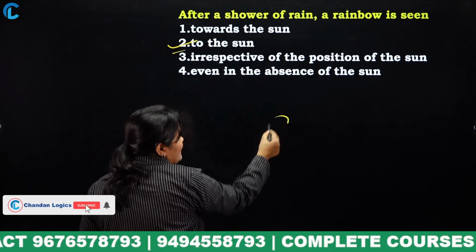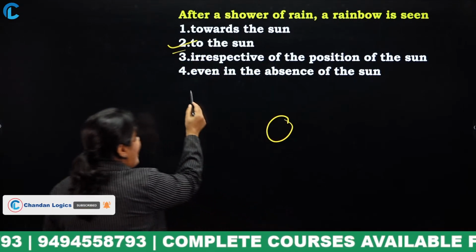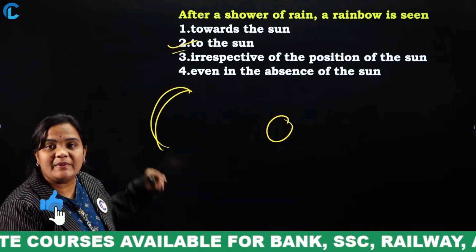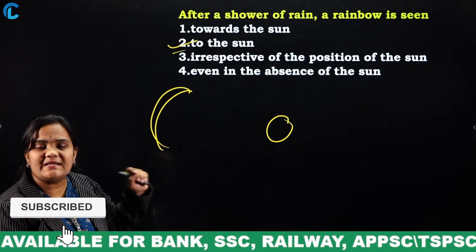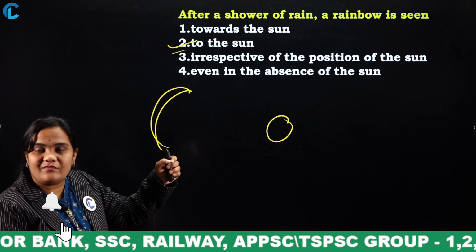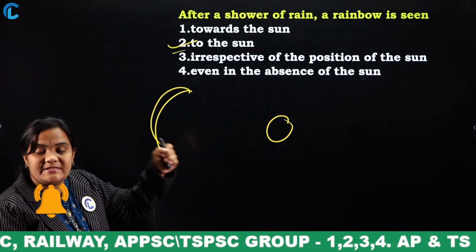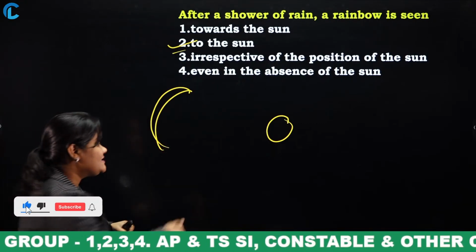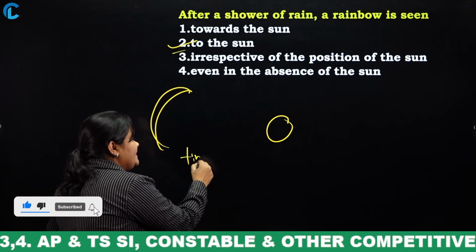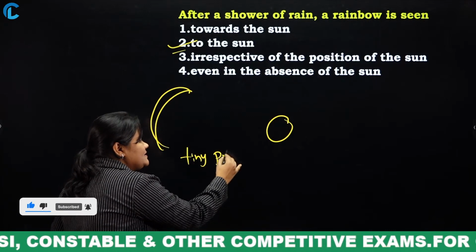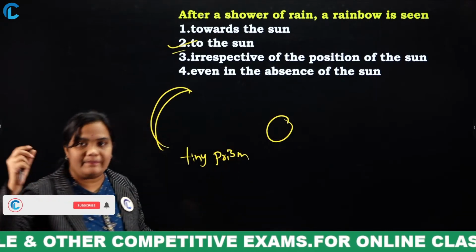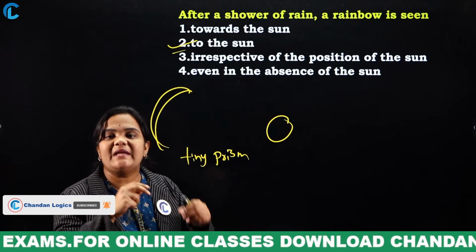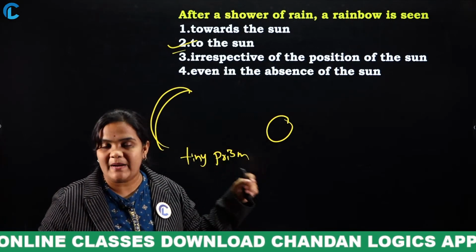If the sun is present here, the rainbow appears opposite to it. What is the reason? After the rainfall, the rain droplets which are in the air act as tiny prisms. As you know, when light is passed through a prism, that prism will exit many colors.